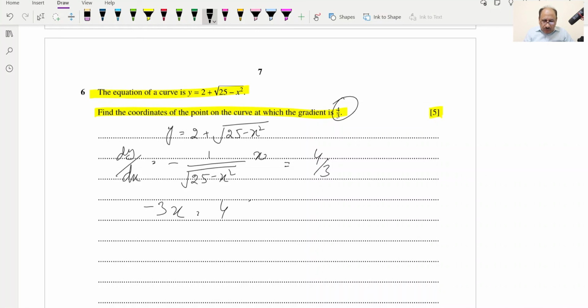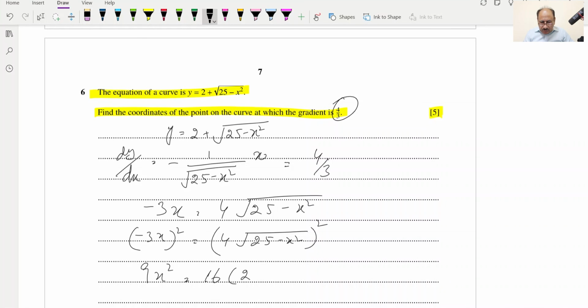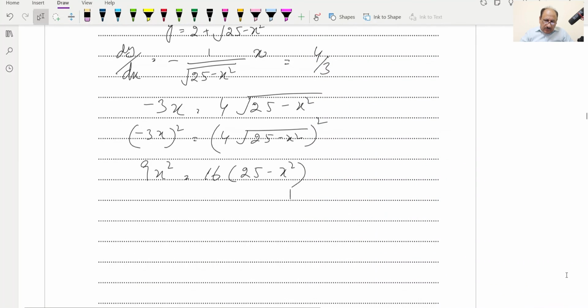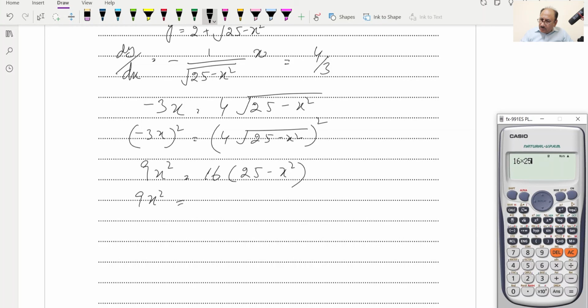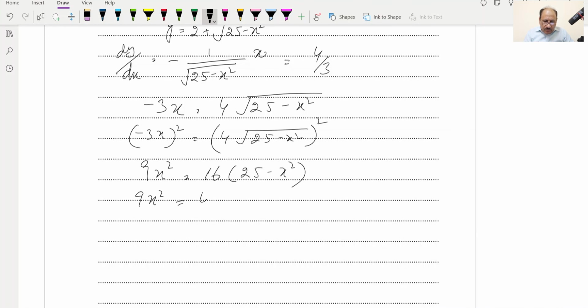Minus 3x is equal to 4 root of 25 minus x squared, and to get rid of this square root, we will take the square on both sides. So minus 3x squared is equal to 4 times the square root of 25 minus x squared, taken squared. So it will be 9x squared is equal to 16 into 25 minus x squared, and further we can open the bracket. So it will be 9x squared equal to 16 multiplied by 25, which results in 400, so this will be 400 minus 16x squared.